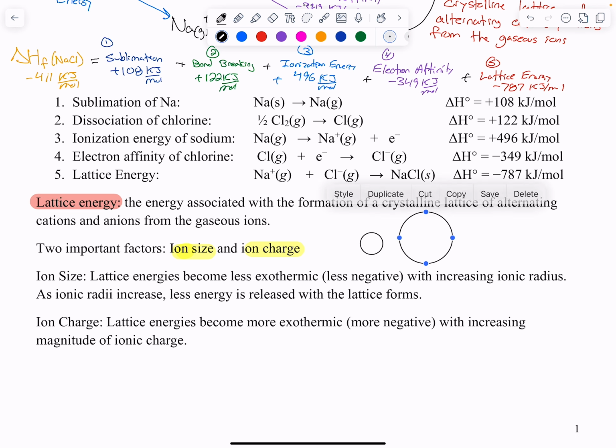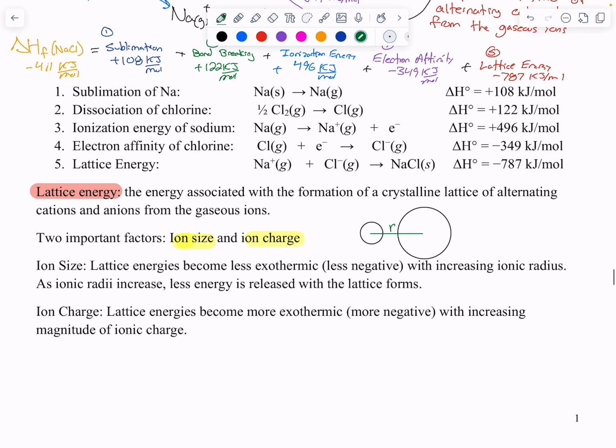Now sometimes, as you learn, they touch, sometimes they don't touch. Sometimes there's space. Size and charge. And so there's going to be a distance between them, R, however far apart they are. And you look at Coulomb's law. The energy is equal to 1 over 4 pi times the permittivity of free space. Those are constants. Times the cation charge, Q1, the anion charge, Q2, divided by R.